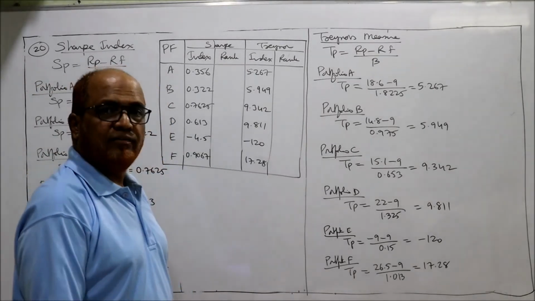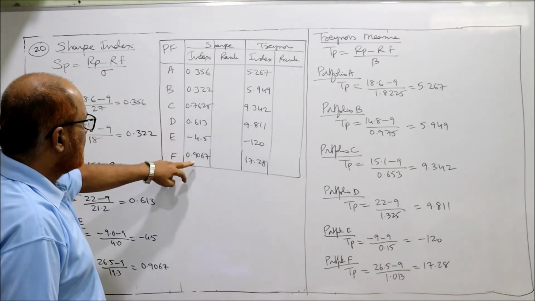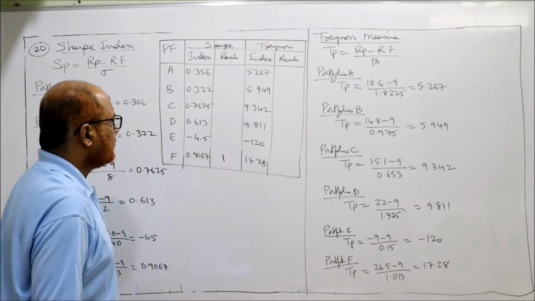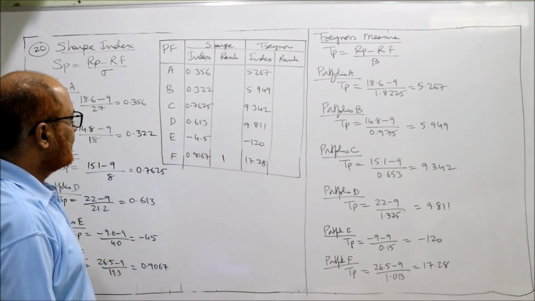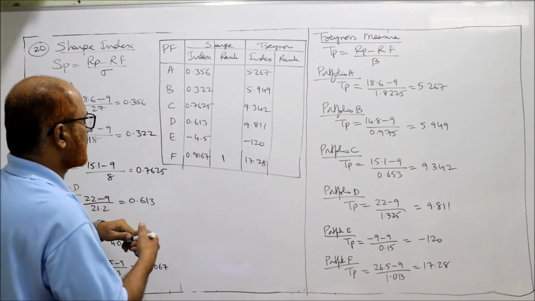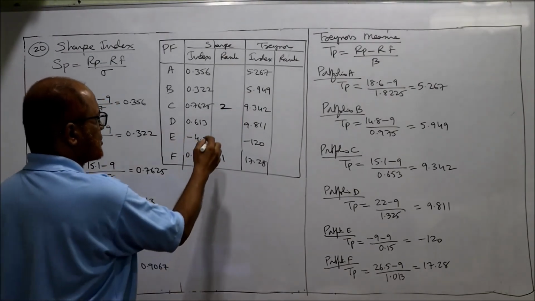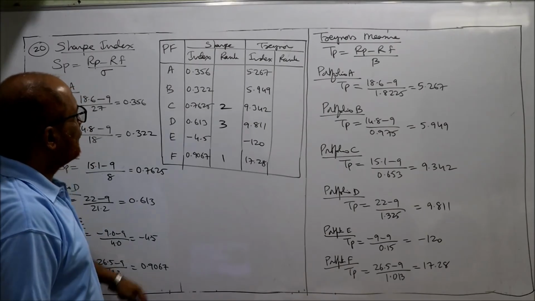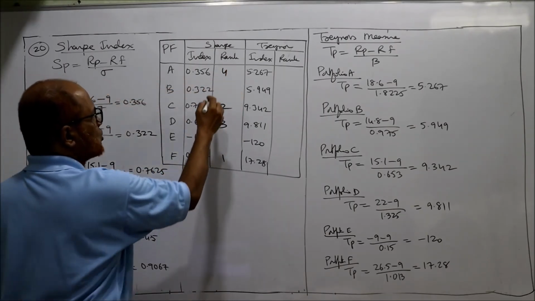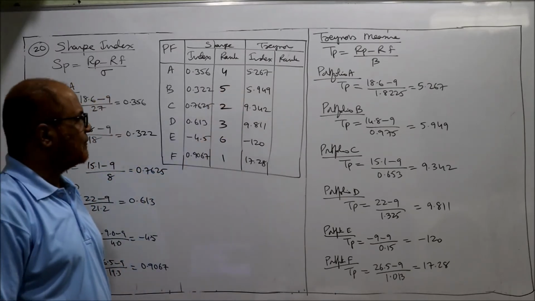Now we give the ranking. The highest index according to Sharpe is 0.9067, first rank. Second rank below that is 0.76. Third rank is 0.613. Fourth rank is 0.356. Fifth rank is 0.322. And the last, sixth rank is E, minus 4.5.